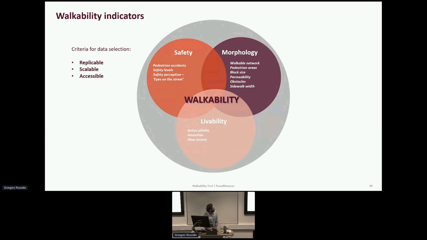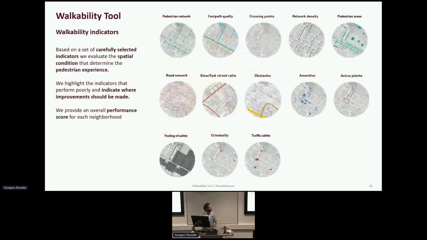And through these three criteria of selecting the proper data sets of replicability, scalability, and accessibility, we've come up with a group of indicators that can be roughly grouped into three categories of safety, morphology, and livability, altogether describing to a good extent what spatial indicators are for a pedestrian. So based on this carefully selected set of indicators, we evaluate the spatial conditions that determine the pedestrian experience.